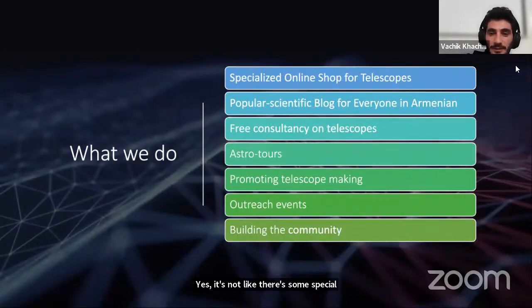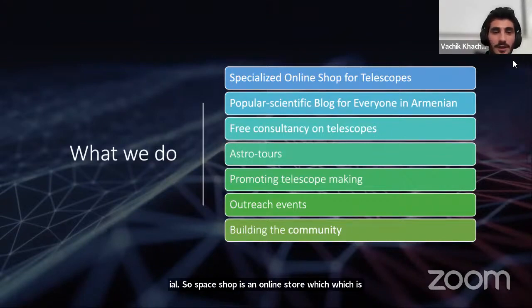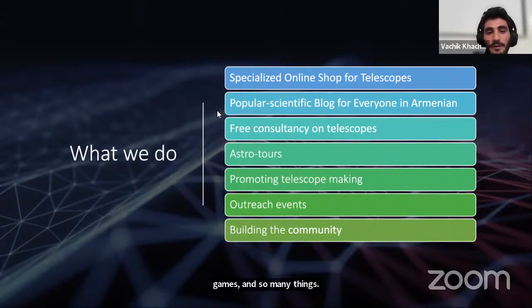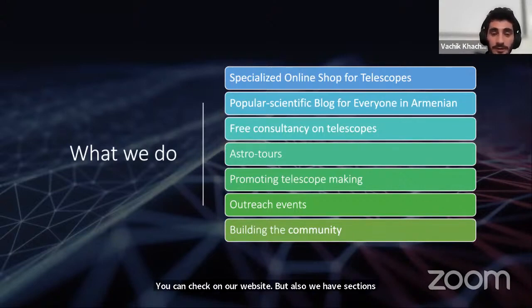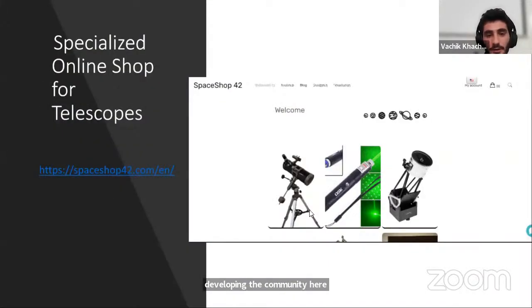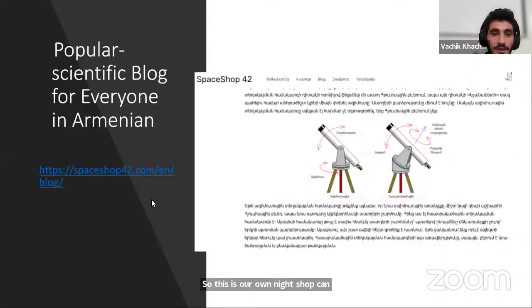So Spaceshop is an online store which is selling telescopes and other accessories, science books, games, and so many things you can check on our website. But also we have sections for science popularization and developing the community here in Armenia. So this is our online shop. You can check it for the telescopes, and this is the blog that we are writing content for, in easy language, with easy understanding, writing in Armenian.